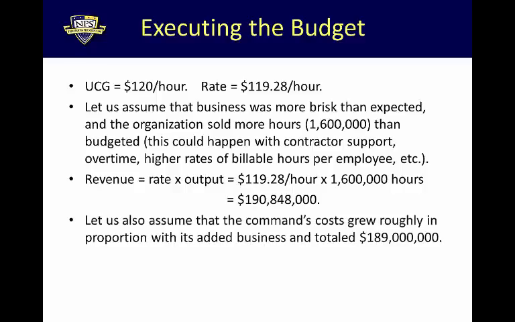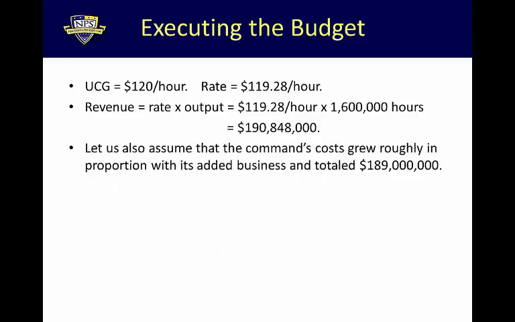Now let's also assume the command's costs grew roughly in proportion with this added business. Remember, our earlier cost estimate was $183 million. Let's say it costs $189 million because we did more business than we expected. So what then is our actual unit cost?